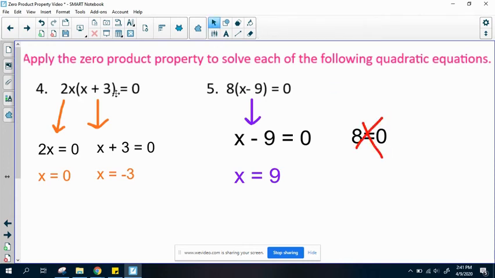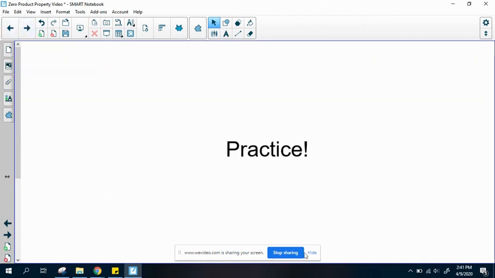If there were 3 factors, you would set all 3 factors equal to 0, whatever it needs to be. And that's the zero product property. So now what I'd like you to do is go and practice.